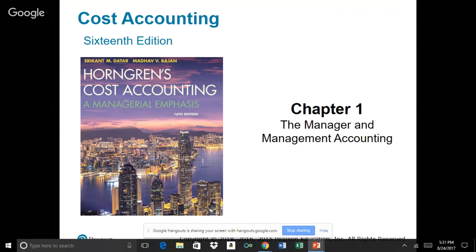The book that we're going to be using in this class is the 16th edition of Horngren's Cost Accounting: A Managerial Emphasis. Make sure that you get this book plus the MyAccountingLab software. You can buy just the MyAccountingLab software, which does have the textbook online if you want to. That's good for you. All your homework, quizzes, and tests are going to be taken through MyAccountingLab.